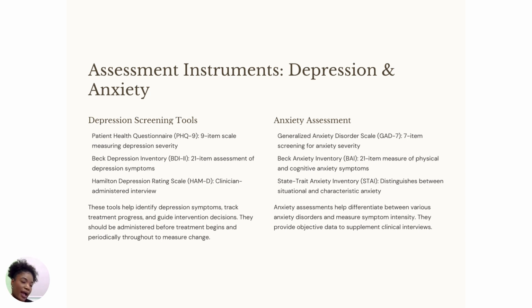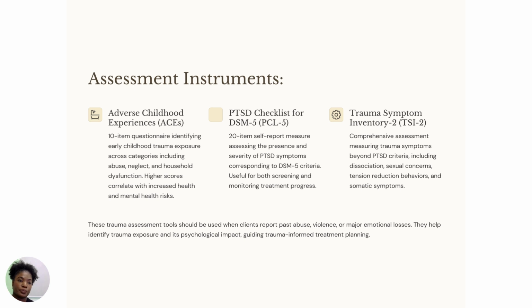We can breeze on by to screen for depression: PHQ-9, BDI-2, the Beck Depression Inventory, or the Hamilton Depression Rating Scale. They help identify depression, and for anxiety there is the GAD-7 we talked about. There's the Beck Anxiety Inventory and the State-Trait Anxiety Inventory. Those help differentiate between various anxiety disorders, and they measure symptom intensity. It gives the clinician objective data to supplement clinical interviews.